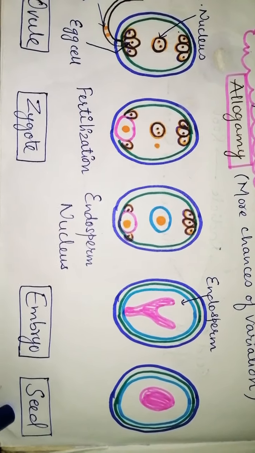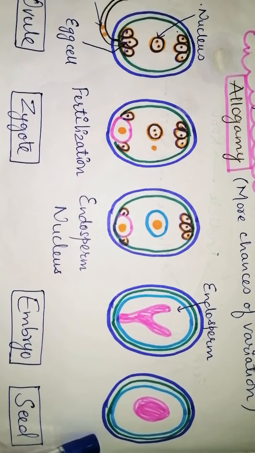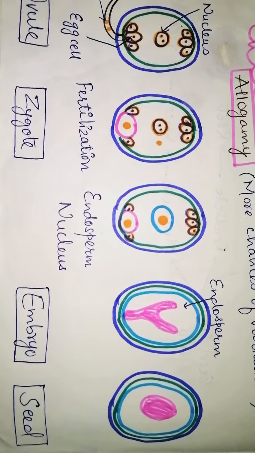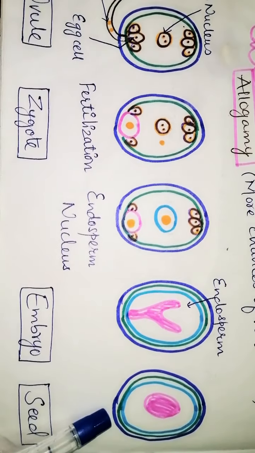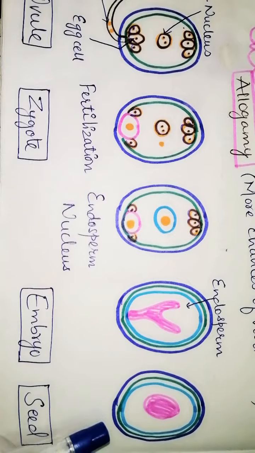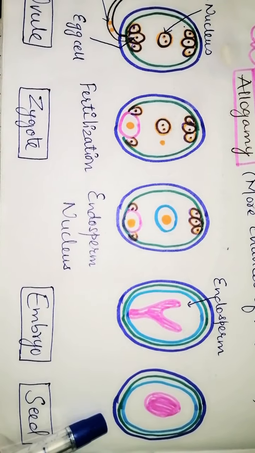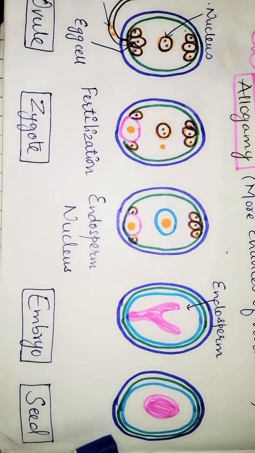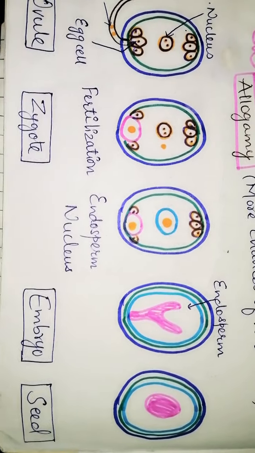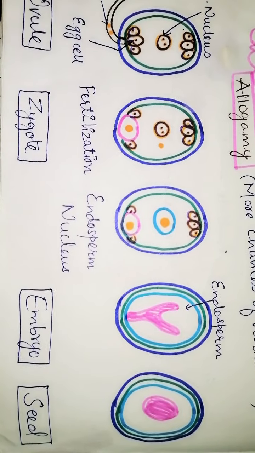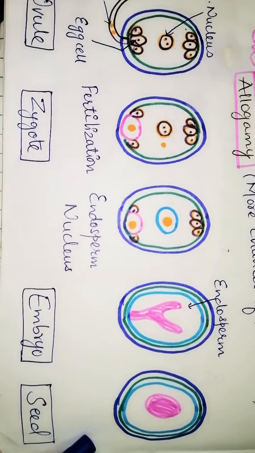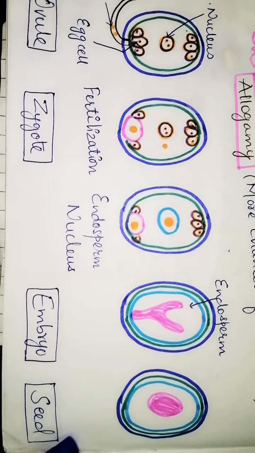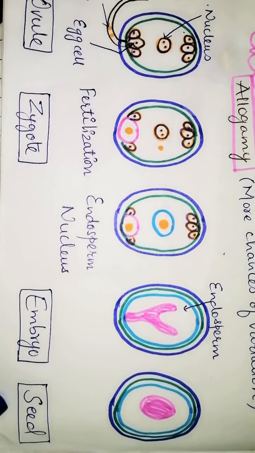Now this seed stays in a dormant state. Dormant means it is not developing. So it stays in the dormant stage till all the conditions are favorable. Means the temperature, the atmospheric water, presence of water, sunlight, nutrients, if all are present, then only the seed will germinate. If not, it will stay in the dormant state.